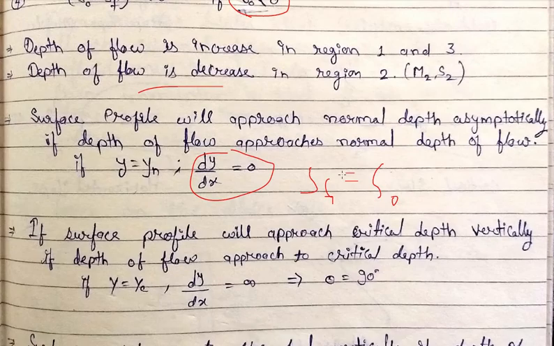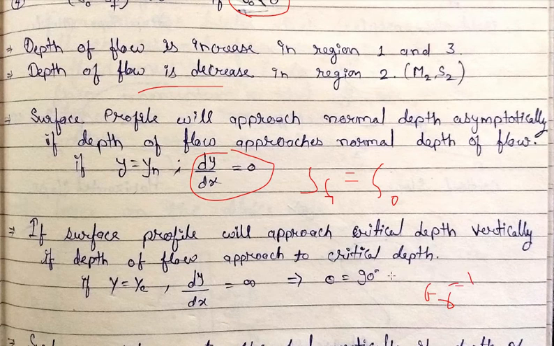Equals to 0. And if the surface profile approaches critical depth, that means y equals yc, so dy by dx is equal to infinite because Fr equals 1.